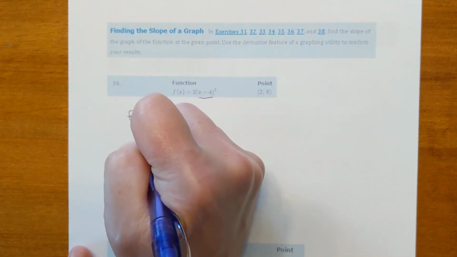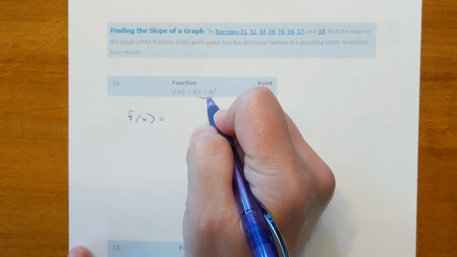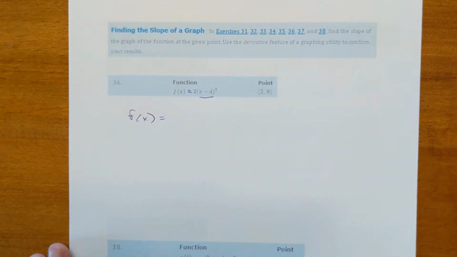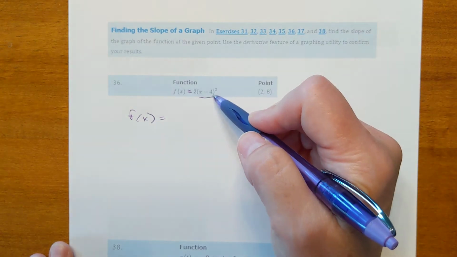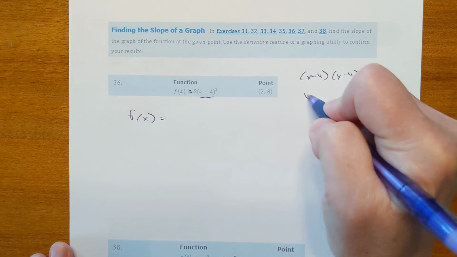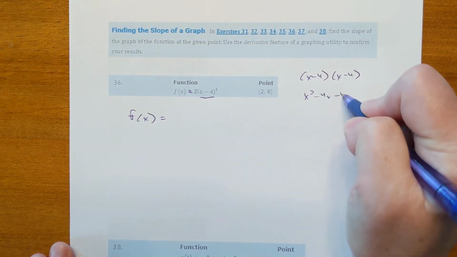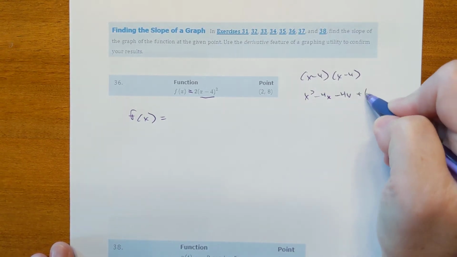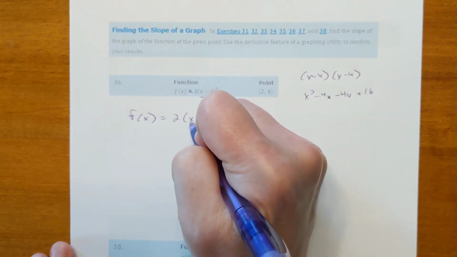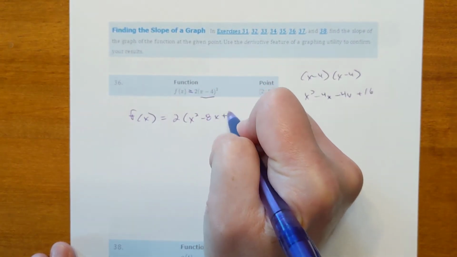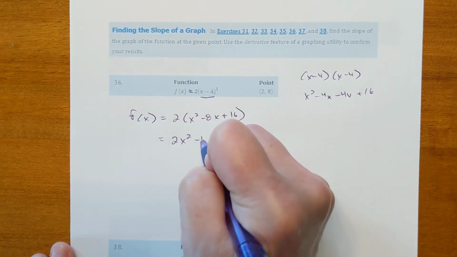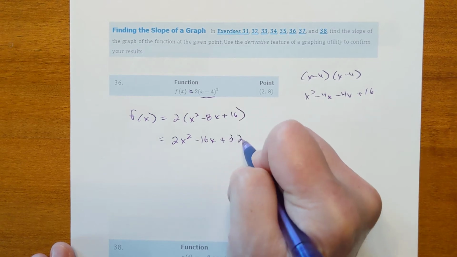So doing f of x, let's clean it up. It says f of x equals 2 times x minus 4 squared. So we're going to FOIL out the x minus 4. FOILing it out, you get x squared minus 8x plus 16. Multiply across by the 2, so 2x squared minus 16x plus 32.